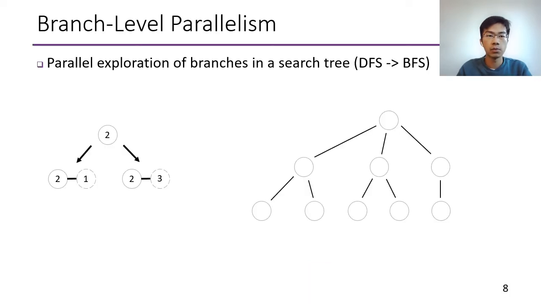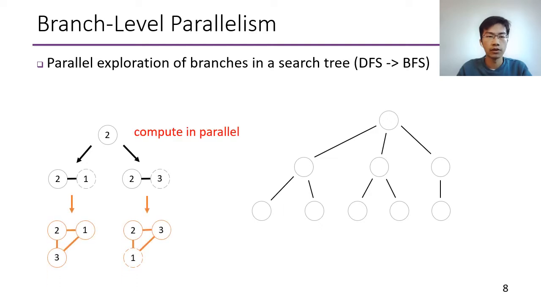The first one is branch-level parallelism. We can enable parallel exploration of different branches in a search tree, such as extending subgraphs 2.1 and 2.3 in parallel in the previous example. This effectively converts a depth-first search into breadth-first. The actual order of exploration is shown on the right side, where we will choose some number of branches to explore in each level and sequentially explore the generated subtrees.